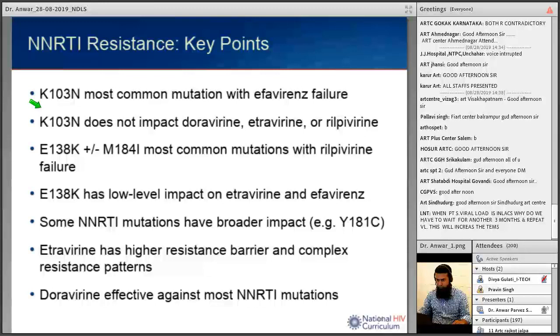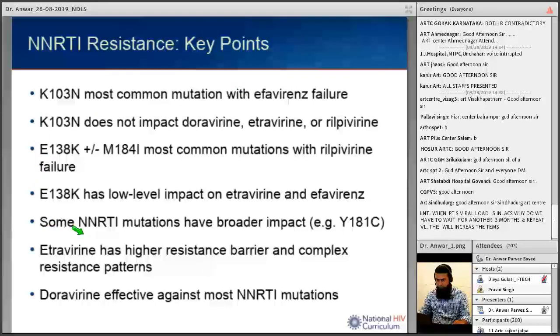And for example, in the PPTCT program, if some woman was exposed to, suppose, nevirapine, and you want to start that woman on ART now, then you don't use efavirenz, because you expect that, because of that single dose nevirapine, there will be presence of K103N mutation in that particular patient. That is why you don't use this, but you use a protease inhibitor as an anchor drug in that regimen.